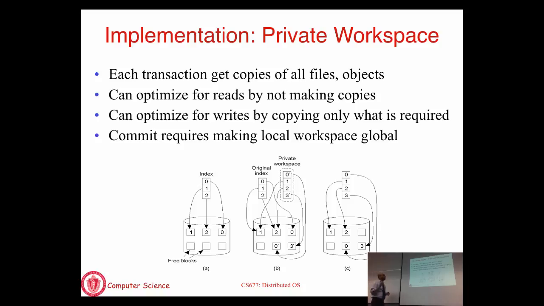Yes, that's a good question. The question is, what if there were two transactions with virtual copies that make changes to the same block? You write the first one, and then the second one is going to overwrite. If both of them made changes to block 0, the first one will make block 0 into 0 prime, and the second one will make it 0 double prime. You may get inconsistency, the same problem we had earlier.